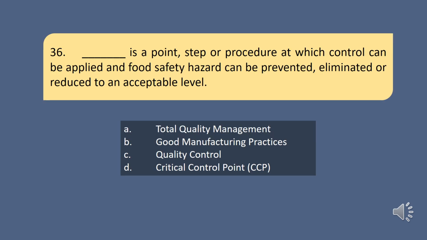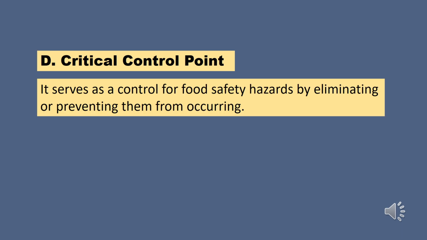36. Blank is a point, step or procedure at which control can be applied and food safety hazard can be prevented, eliminated or reduced to an acceptable level. A. Total quality management. B. Good manufacturing practices. C. Quality control. D. Critical control point, CCP. 5, 4, 3, 2, 1. The correct answer is letter D. Critical control point, CCP. It serves as a control for food safety hazards by eliminating or preventing them from occurring.